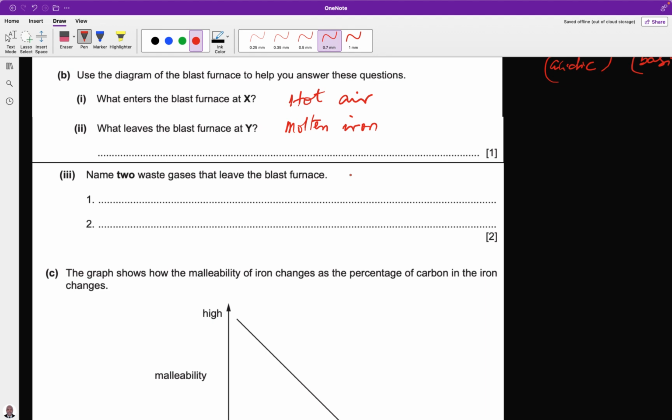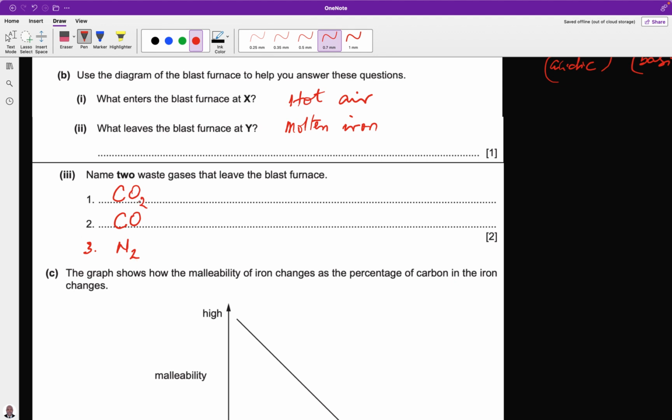The 2 waste gases are, the first one is carbon dioxide, which is the hot waste gas. There is also carbon monoxide. And if you were to add a third, there is nitrogen. Nitrogen is also a waste gas. So in case you are asked for the third one, it is nitrogen.